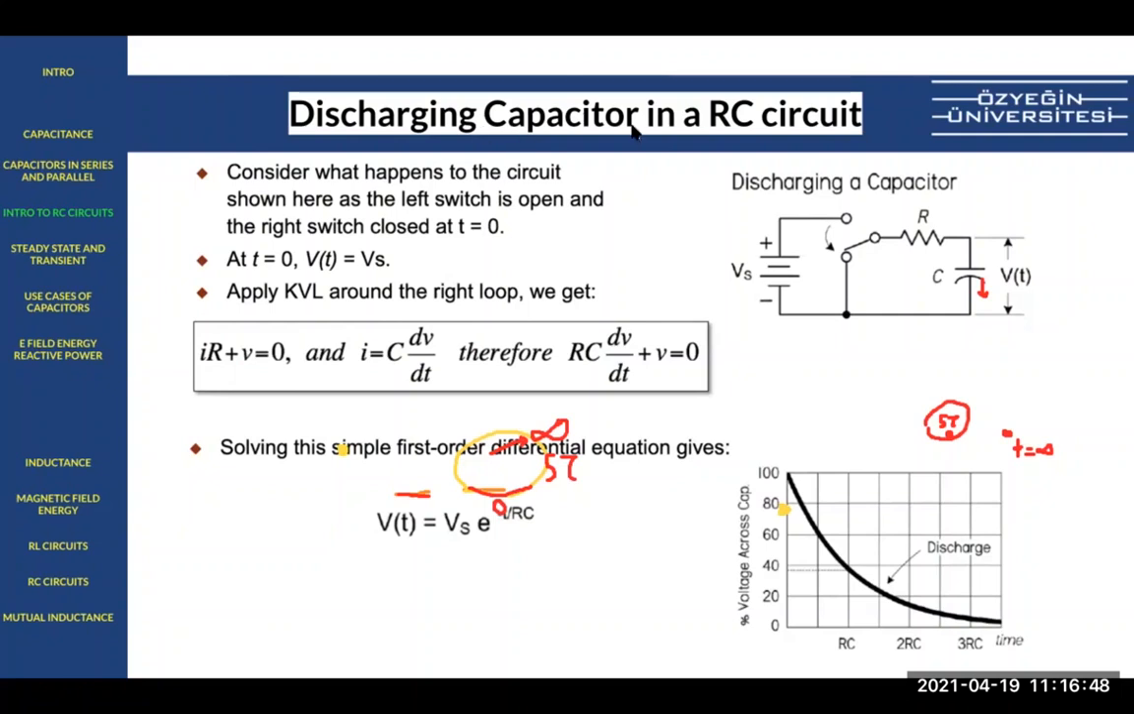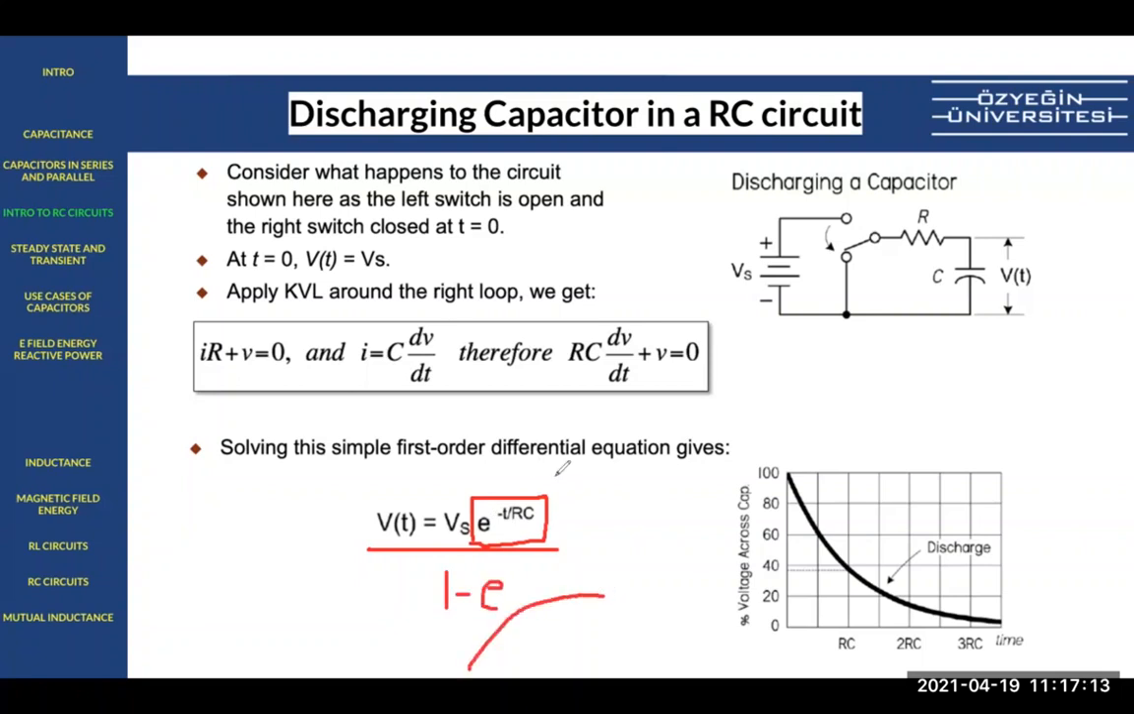What does it mean? Well, the charging equation was 1 minus exponential. The discharging equation won't have any 1 minus. This time it will be just an exponential, right? So this is a decaying exponential. If we make it 1 minus, then that would be charging, right? Exponential means decaying. So this is the discharge equation.